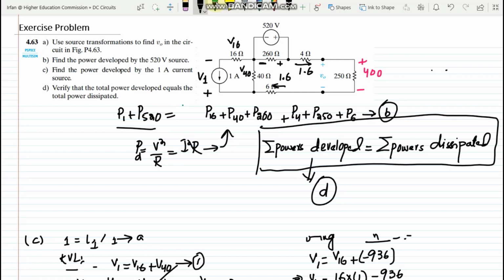So that's the end of the 4.63 exercise problem, and we have seen all the rudimentary steps which are essential in solving these types of circuits, in which you have to find out other quantities after transforming a circuit by using the source transformation method. So I think it's enough for your conceptual overview of such kind of problems.